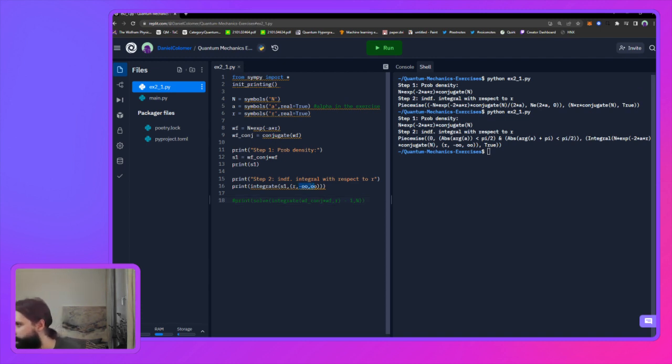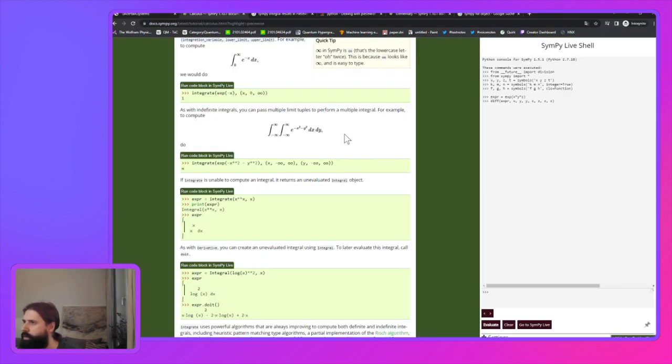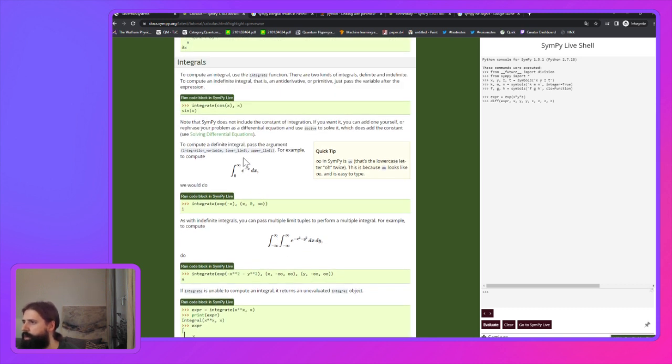So first of all, why? You can pass multiple limit tuples to perform a multiple integral. Okay, no, that is the upper limit, lower limit. Note that Sympy does not include the constant of integration. If you wanted, you can add one yourself or rephrase your problem as a differential equation and use dsolve to solve it, which does add the constant. To compute a definite integral, pass the argument.